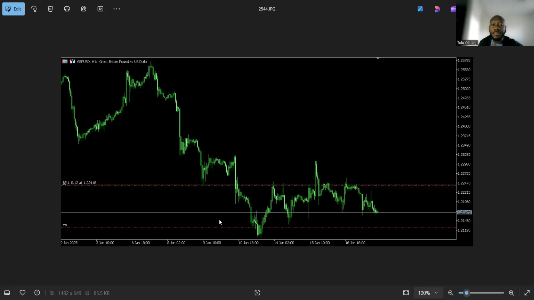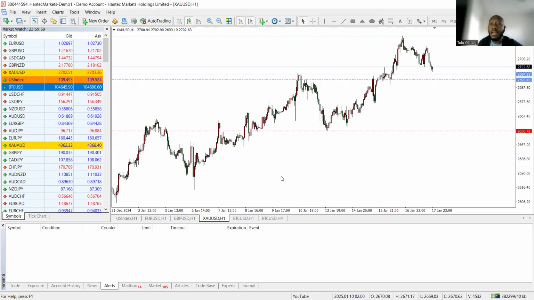If you are struggling to identify where to enter the market and where to exit the market, and trust me, you need this. By the time you just put this in your chart, you are going to see how easy and straightforward it is. Now, once again, this here is gold. I'm going to show you this trade on gold because we actually went counter to the move.